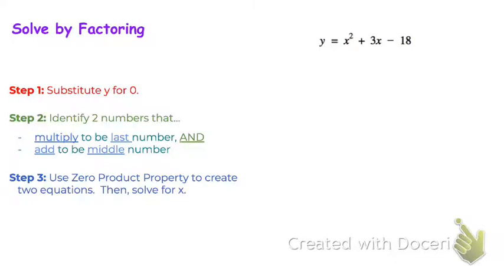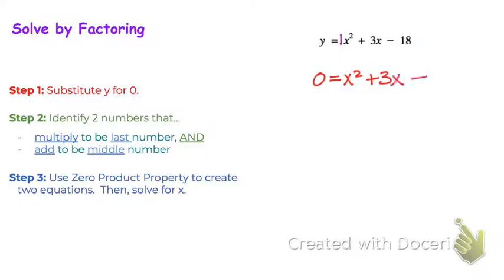Here we're going to solve this quadratic equation by factoring. This is the method that you use when there is no number in front of what is squared. So the coefficient for what is squared is a 1. So the first step is to substitute 0 for y.